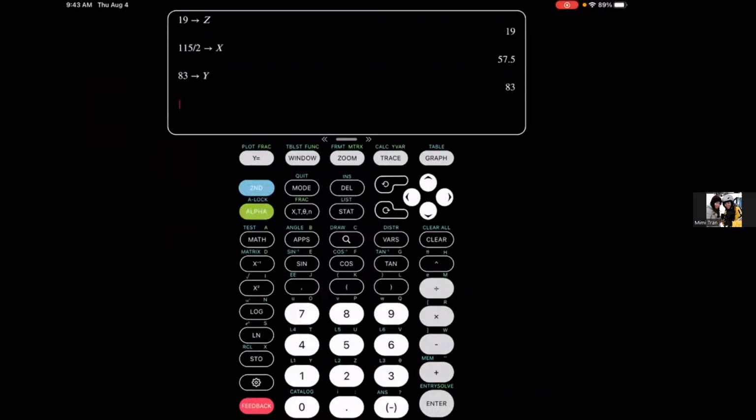All right, read me the first equation. 4x minus 3y plus z is equal to 0. Darn it, huh? Read me the second one.